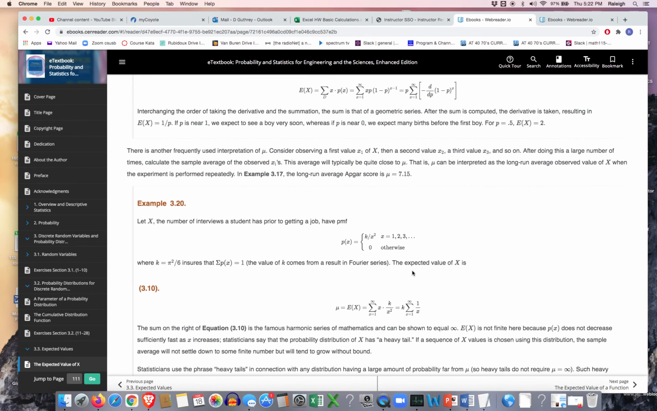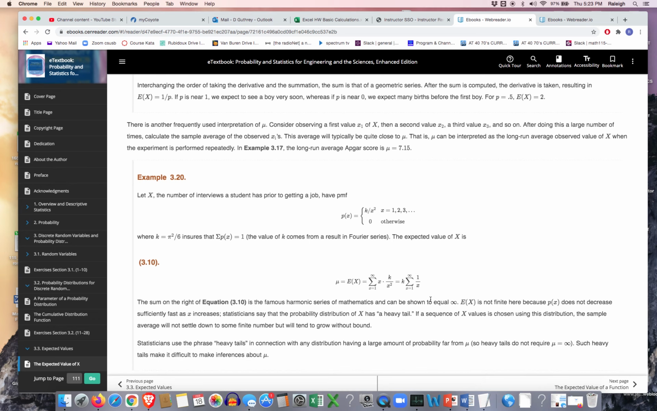Here's another example. The number of interviews is x, and that's the number of interviews a student has before they get a job, and we could have a function along these lines. First interview, you've got k over 1. Second interview, k over 2 squared, or 4, but the constant has been determined to be pi squared over 6. That's roughly 1.5 or so. Pi squared is about 9-ish. So it's over 1.5. Don't worry about that. But this is just a function that they could get.